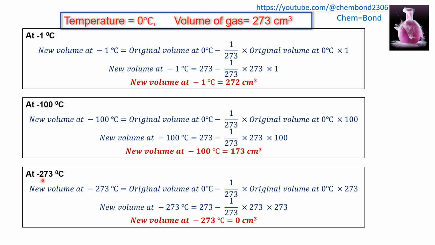Now decrease the temperature down to minus 273 degree C. The new volume at minus 273 degree C is equal to the original volume at 0 degree C minus 1 by 273 of the original volume at 0 degree C multiplied by 273, that is the temperature change. So this and this will cancel out, 273 and 273 will cancel out. So here 273 minus 273 will result in 0 cm cube. So we know that at minus 273 degree C, the volume of the gas becomes 0, which is practically not possible.